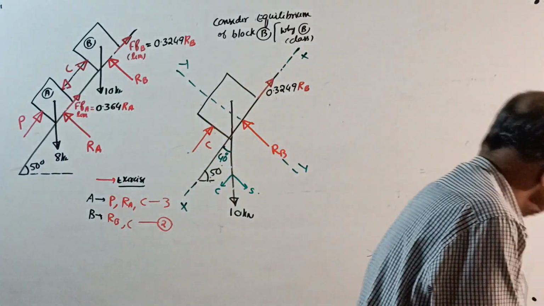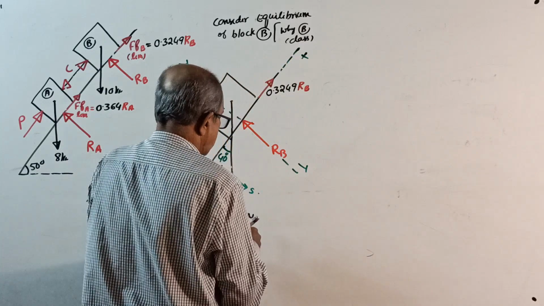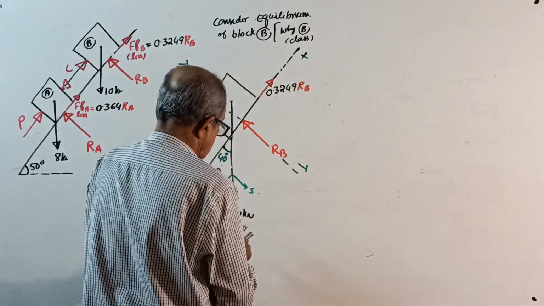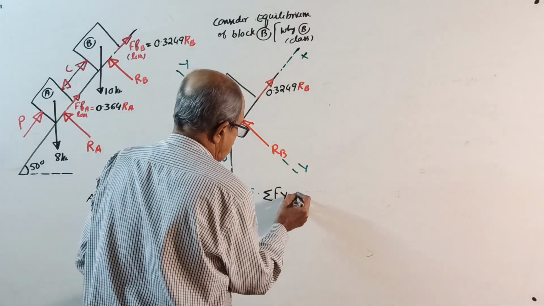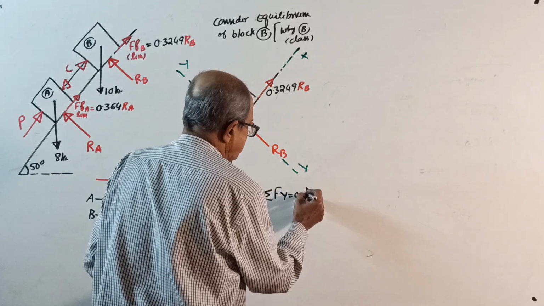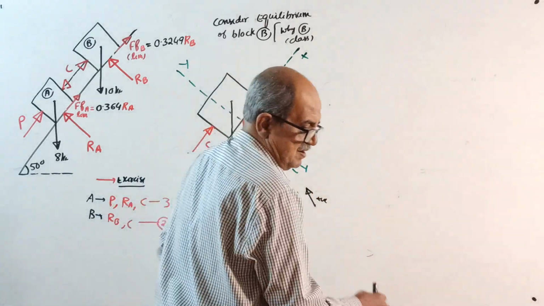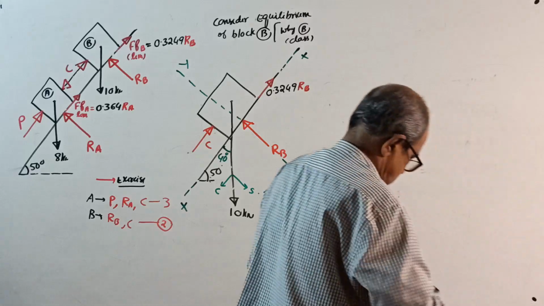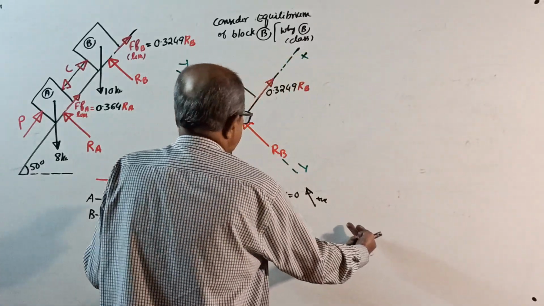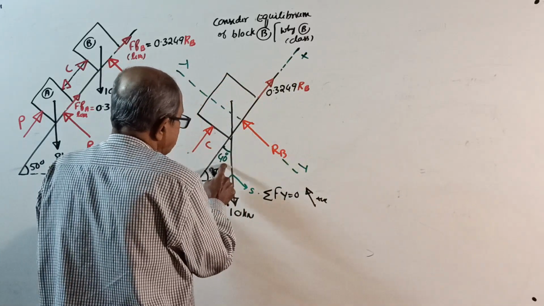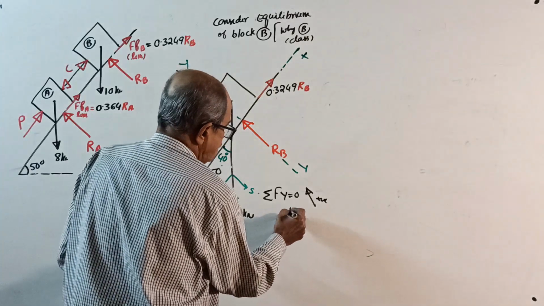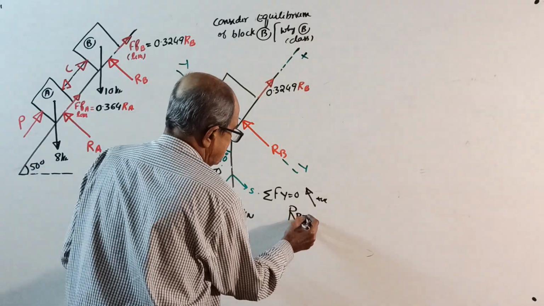Okay, start now. Sigma Fy equals 0, taking upward as positive. Plus RB minus 10 sin 40 equals 0. You will get the value of RB. Get the answer.